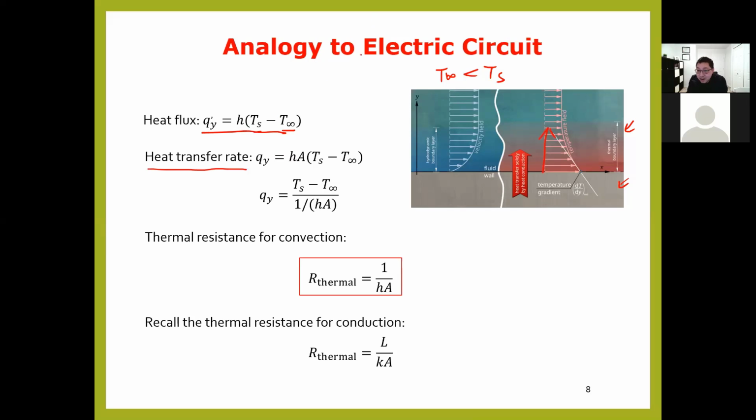Be careful, okay? When we apply this analogy, we are talking about heat transfer rate, not the flux. So heat transfer rate, Qx, equals hA times Ts minus T infinity. So if we put this underneath, it becomes this form. Again, here, this is the driving force. This is the flow rate of heat. Then this becomes the resistance. That's why for convection, the thermal resistance is defined by 1 over hA, which is the heat transfer coefficient times the area. So recall, this is for conduction, L over kA. This is for convection, 1 over hA. You need to memorize these two expressions.